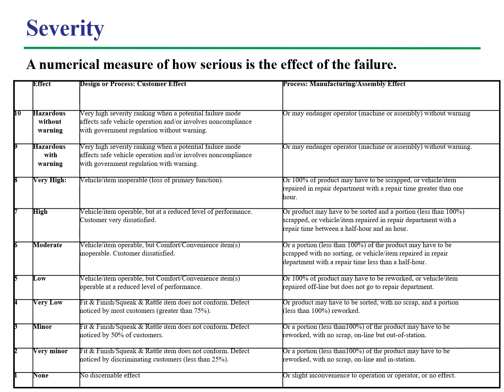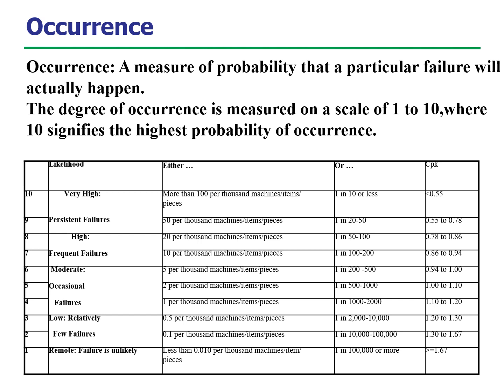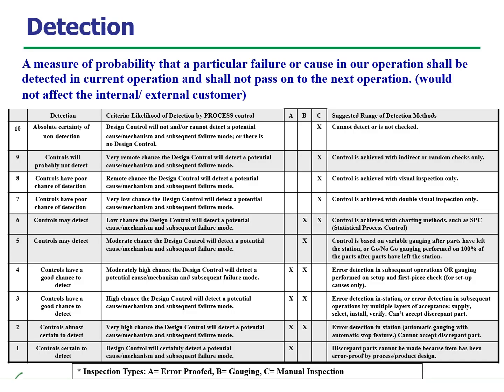Severity is a numerical measure of how serious the effect of the failure is. Occurrence is the measure of probability that a particular failure will actually happen. The degree of occurrence is measured on a scale of 1 to 10, where 10 signifies the highest probability of occurrence. Detection is the measure of probability that a particular failure or cause in our operation shall be detected in the current operation and shall not pass to the next operation.